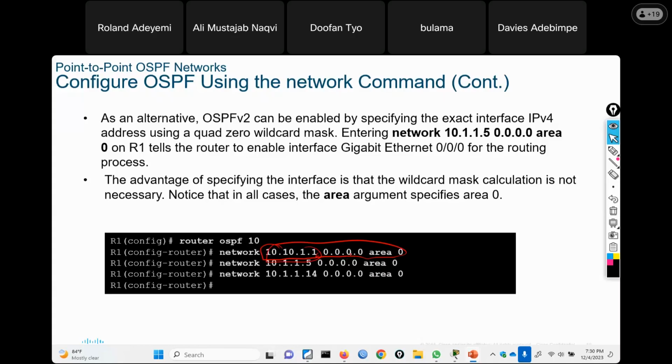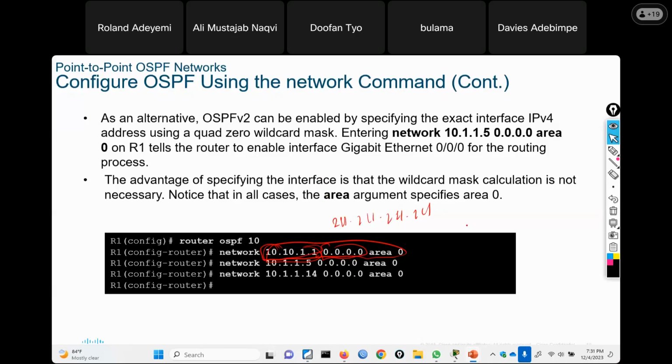That's in the main network address. That also works. But anytime you are using the IP address on the interface, your wildcard mask is going to be 4 zeros, if you are using wildcard mask. And if you want to use subnet mask, you are going to use 4 255s, if you are using the IP address on the interface.